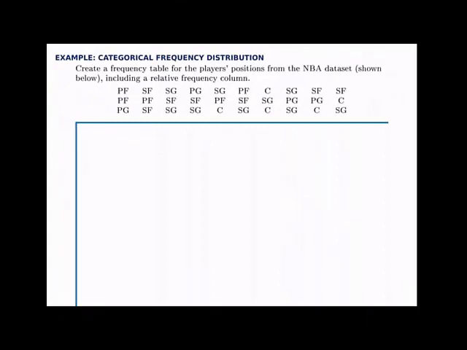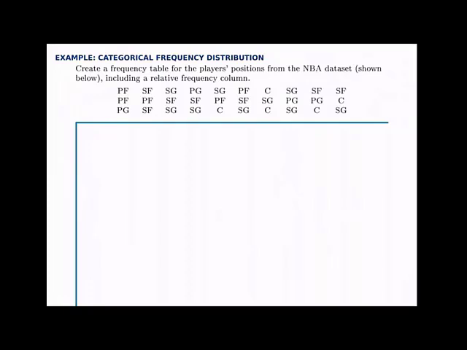In this example, we'll build a frequency table for categorical data. We're given a sample of NBA players with their position, which is a categorical variable. It divides them into categories: point guards, shooting guards, small forwards, power forwards, and centers. And we're going to build a frequency table to go along with this. So the categories will be the divisions, and then we'll count the frequency in each category.